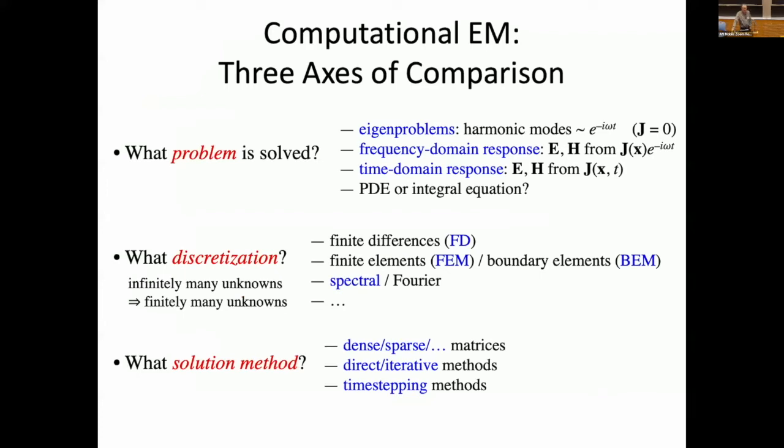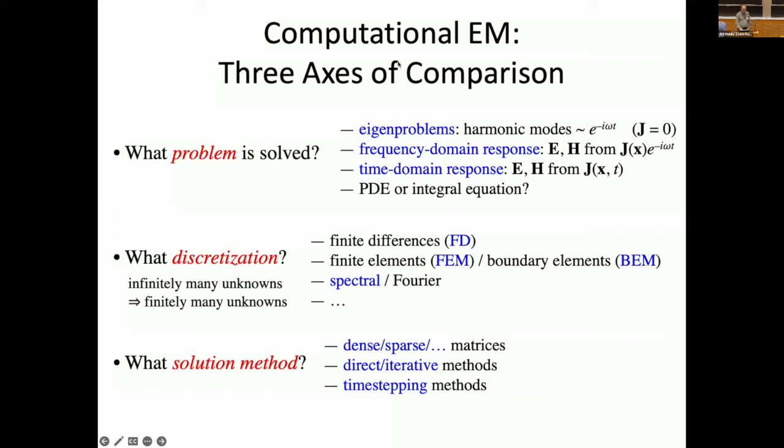So if you look at the different computational methods, there's a lot of them out there, and it's useful to try and divide them along different categories. There's sort of three orthogonal axes you can divide computational methods among. You can divide them among what problem is solved. Are they solving, for example, an eigenproblem, trying to find the harmonic modes? So it's setting the currents, the sources, to zero, and finding the resonances, right, or the modes.